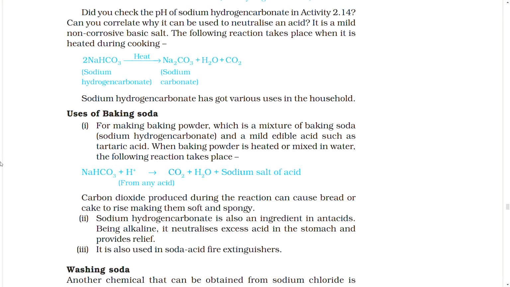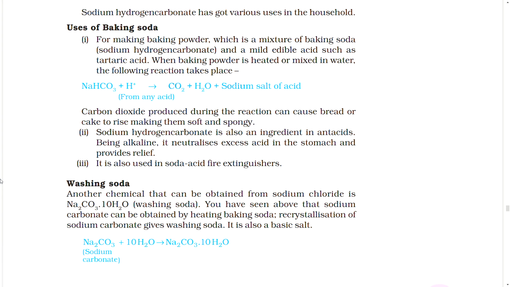Sodium hydrogen carbonate has various uses in the household. Uses of baking soda. 1. For making baking powder, which is a mixture of baking soda, sodium hydrogen carbonate, and a mild edible acid such as tartaric acid. When baking powder is heated or mixed in water, the following reaction takes place. NaHCO3 + H+ (from any acid) → CO2 + H2O + sodium salt of acid. Carbon dioxide produced during the reaction can cause bread or cake to rise, making them soft and spongy.